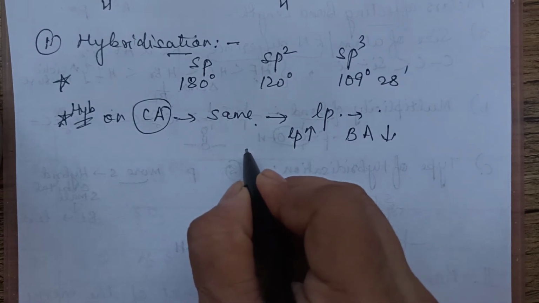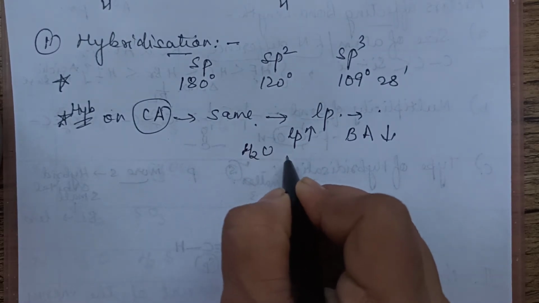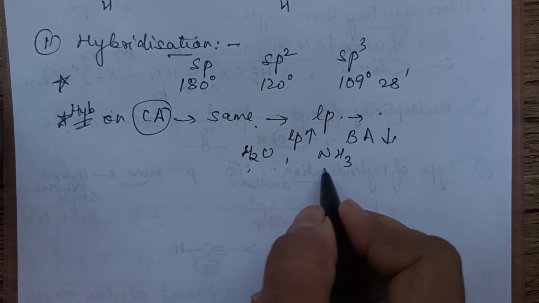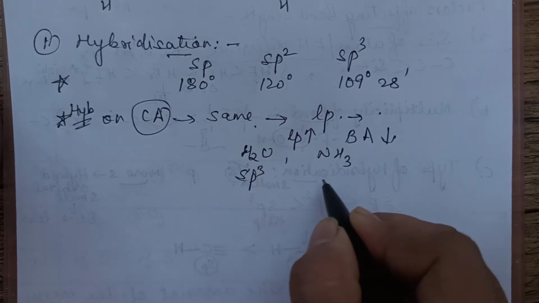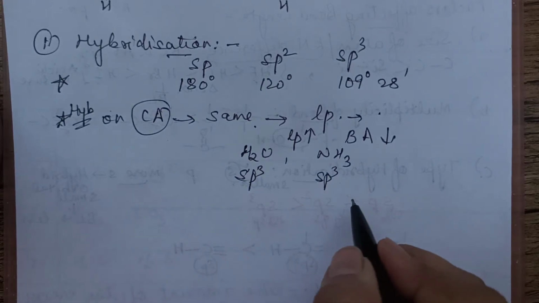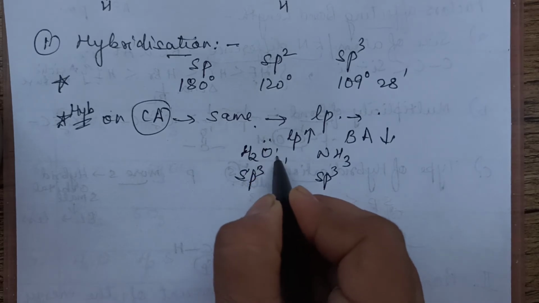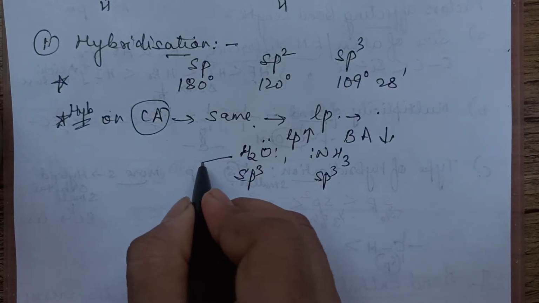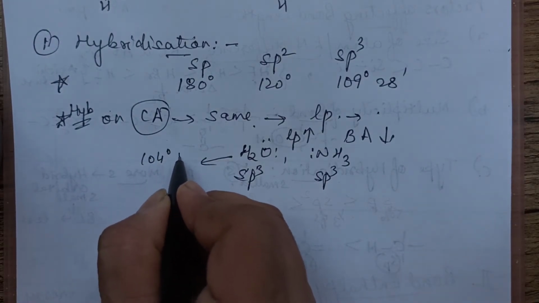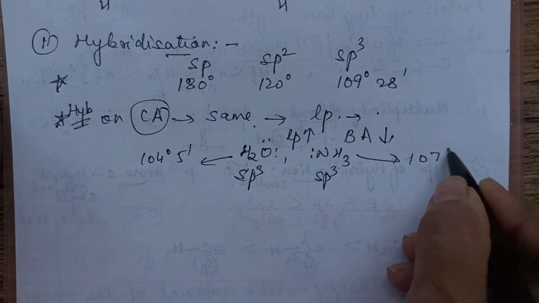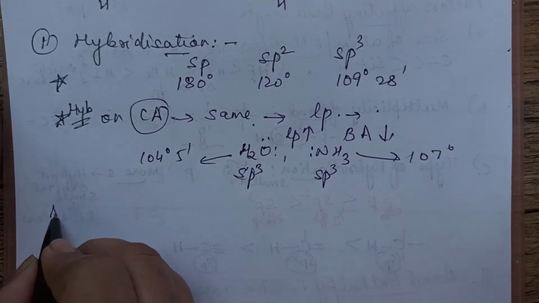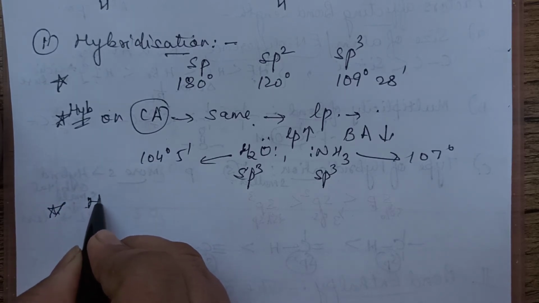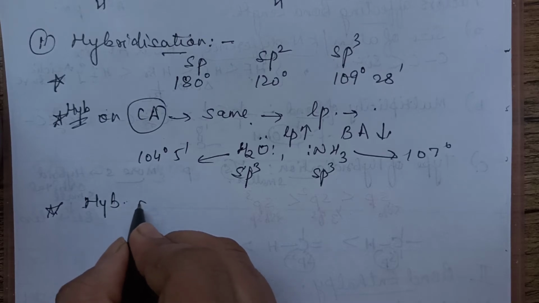You can take the example of water and ammonia. This is the common example you consider. Both have sp3 hybridization, 4 electron pairs as we were considering in VSEPR theory. This has 2 lone pairs on it, this has 1 lone pair. So more the lone pairs, less the bond angle. What is the bond angle in water? Water is 104 degrees 5 minutes, and in ammonia, children, it is 107 degrees. Clear?